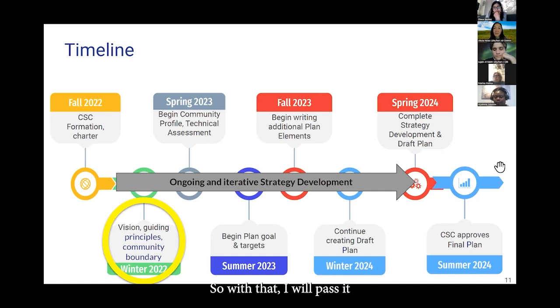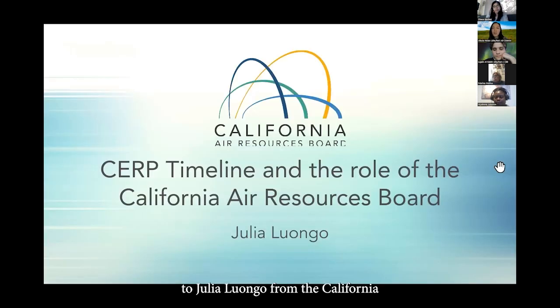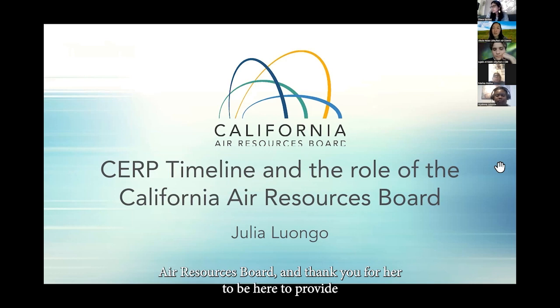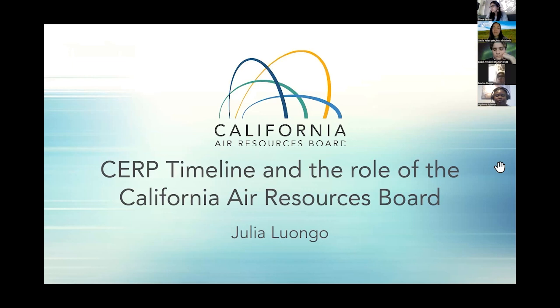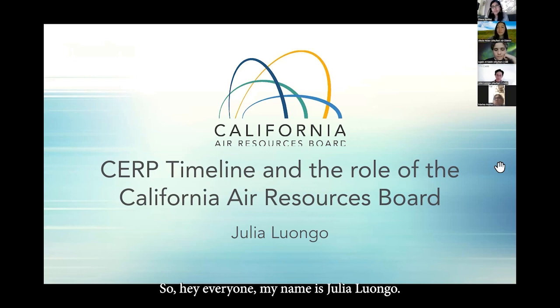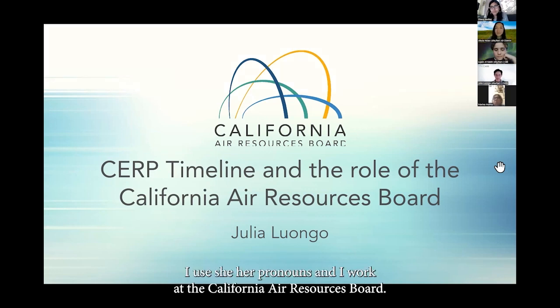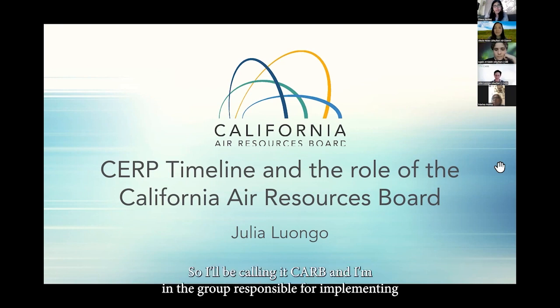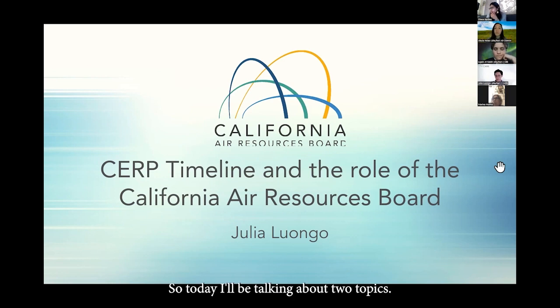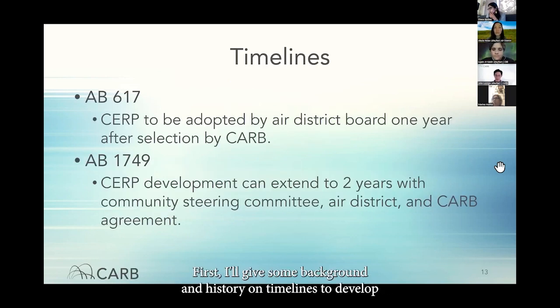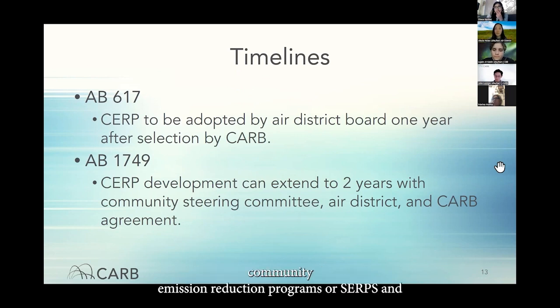With that, I will pass it to Julia Luongo from the California Air Resources Board, and thank you for being here to provide more insight into the CERP timeline and the role of CARB in this process. Great. Thanks, Alicia, and thanks, Lujane. Hi, everyone. My name is Julia Luongo. I use she/her pronouns, and I work at the California Air Resources Board, also called CARB for short, so I'll be calling it CARB. I'm in the group responsible for implementing and overseeing the AB 617 program statewide. Today I'll be talking about 2 topics. First, I'll give some background and history on timelines to develop community emission reduction plans, or CERPs.